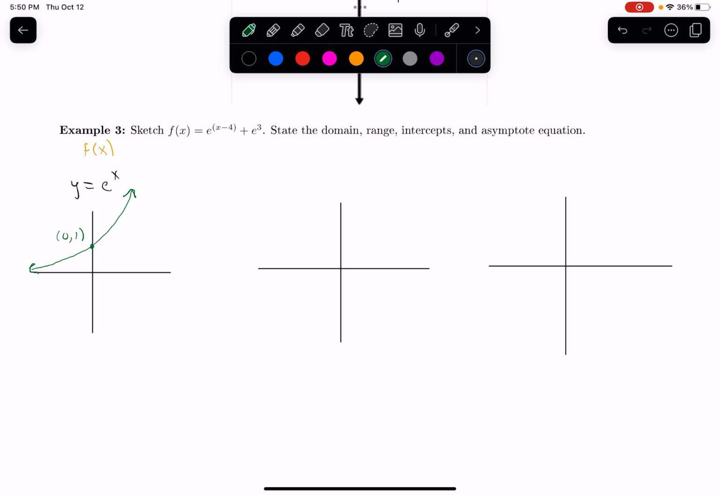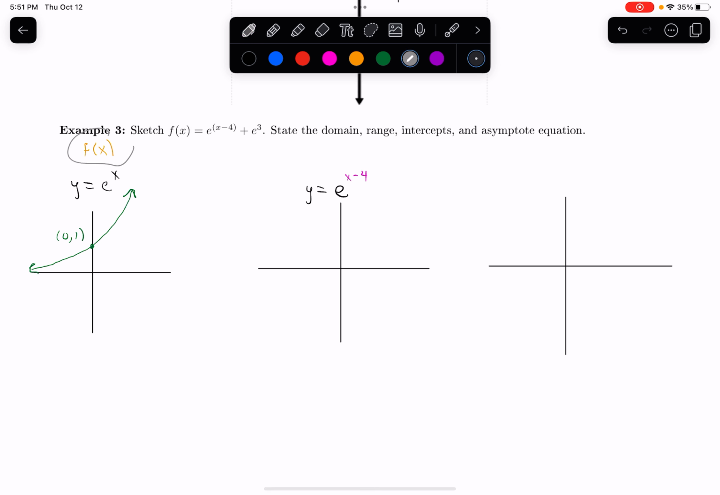Okay, so what do I deal with next? Like, do I deal with the fact that I got this x minus 4, or do I deal with the fact that we got this e to the 3 out here? Remember, we work inside out generally when we deal with these transformations. So the next most inside thing, I think, is this x minus 4. So what we're going to be doing is taking our previous function, and we're going to replace the x in this exponent. We're going to replace that with an x minus 4.